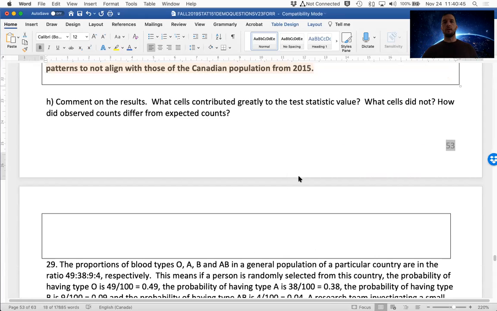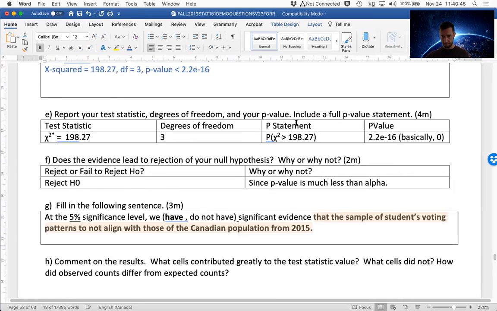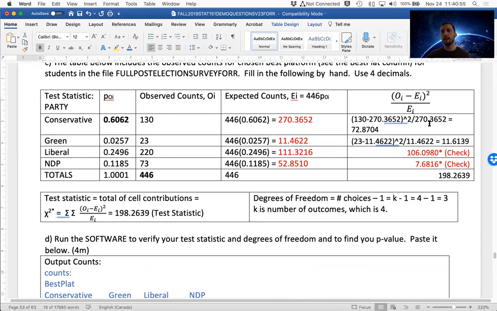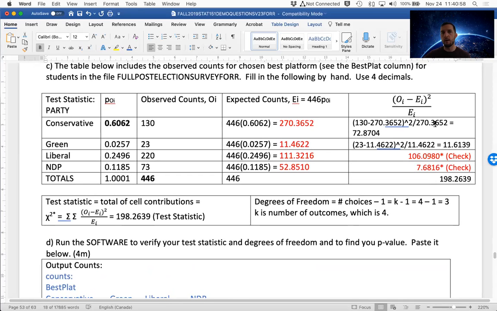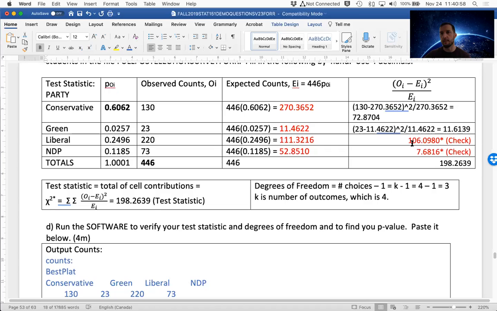Okay, comment on the results. What cells contributed greatly to the test statistic value? What cells did not? How did the observed counts differ from the expected counts? Okay, so when we look at the table here, when it asks us which cells contributed greatly to the test statistic, that would be the cells with the highest values.